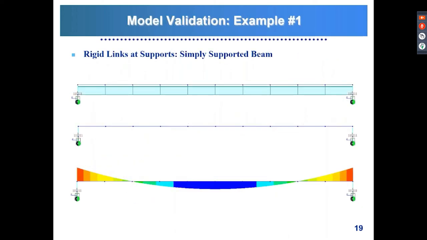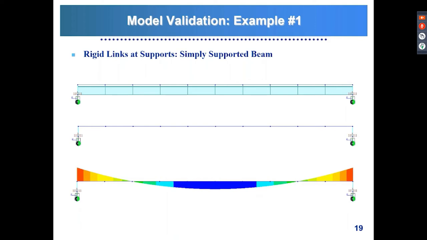So the first validation example I wanted to talk about is a simply supported beam. What I was telling you about is that you may have the links properly defined, but if you don't validate, you could end up with incorrect results. This is a perfect example of that scenario. Here I have defined the links, but it doesn't work the way I explained earlier. When you look at the moment diagram, you're seeing some negative moments at the ends. So obviously this is not what a simply supported beam should look like.